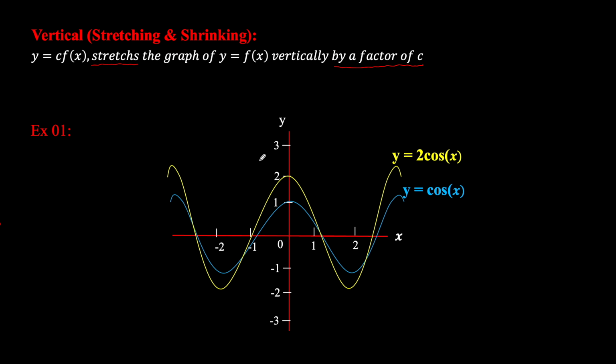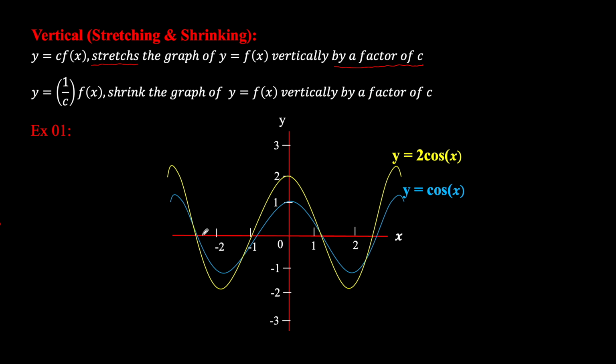Now, what if I want to shrink it? Shrink it, as we said, means we make it smaller, but vertically, meaning we want our function to move between, for example, half and -half. So what we do is we multiply 1 over C by f of x. This shrinks the graph of y is equal to f of x vertically on the y-axis by a factor of C.